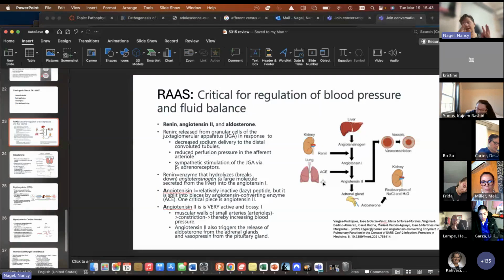Angiotensinogen is made in the liver. It's released into the blood. Renin is released into the blood. It sees angiotensinogen and it cleaves it in two, and it creates angiotensin 1. That is the product of what happens there.